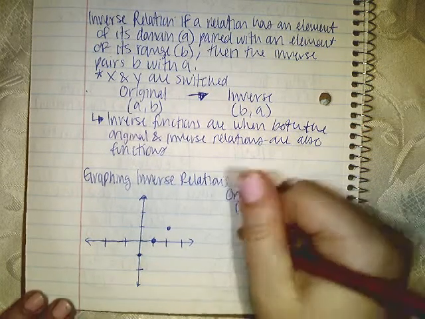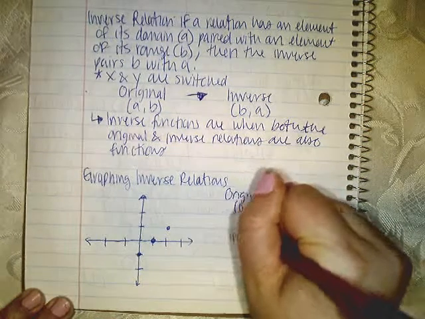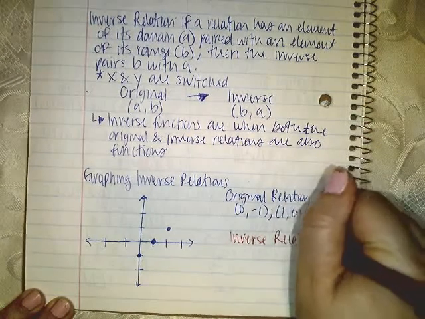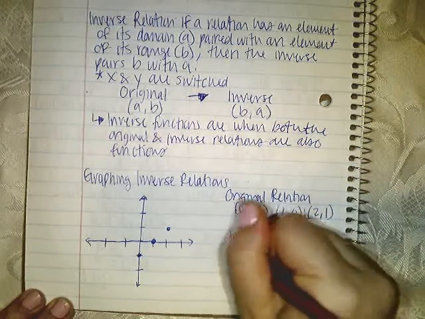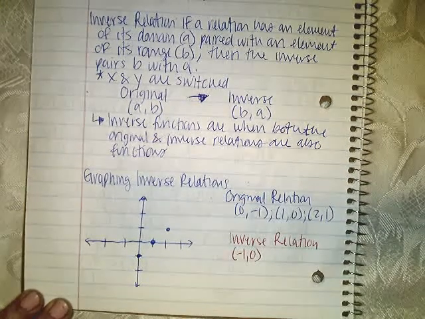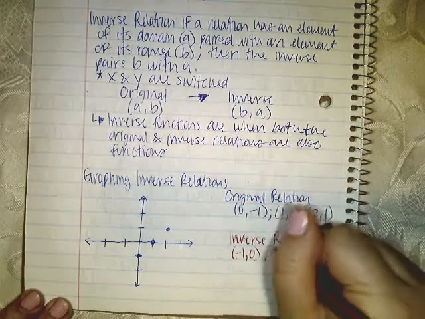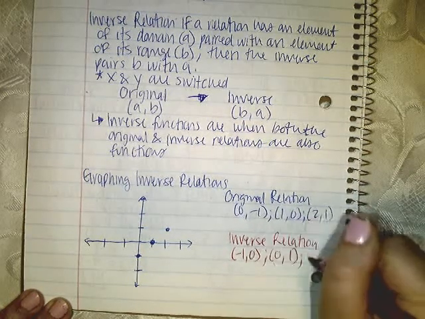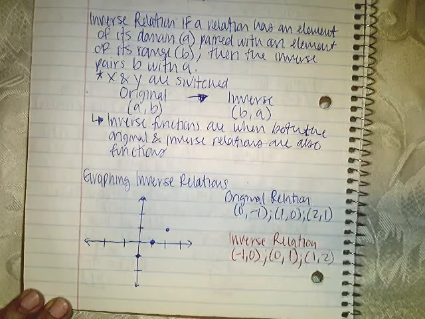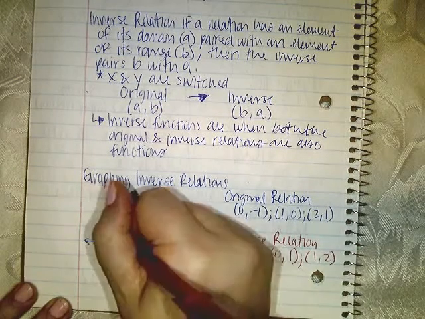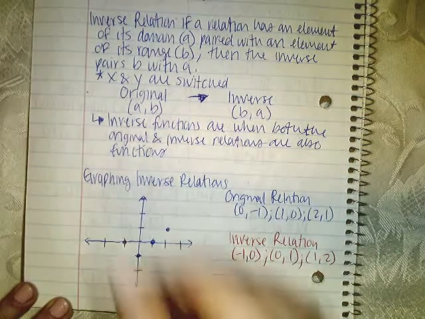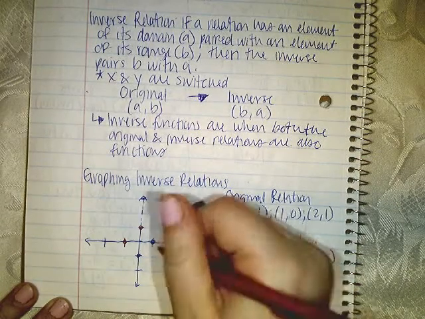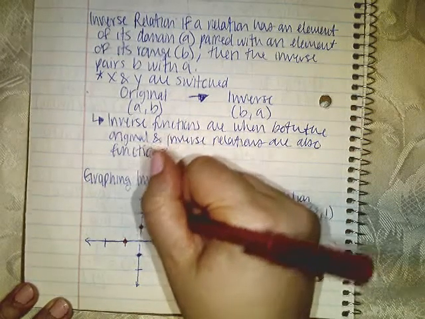I'm now going to sketch the inverse coordinates. Again, for these, all I'm doing is switching the X and the Y. So my first one would be -1, 0. The second would be 0, 1. And the last one would be 1, 2. So if I plot those points, I have -1, 0 here, I have 0, 1 here, and I have 1, 2 here.